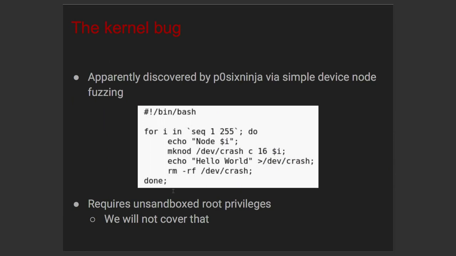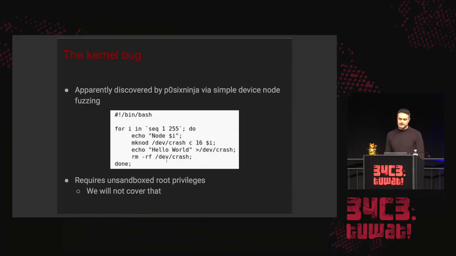As I mentioned, the kernel bug that the evasion 7 untethered binary was based on was found by POSIX Ninja. And as far as he says on that iPhone wiki page, he used a 6-line bash script fuzzer to find it. As you can see, he basically creates device nodes with controlled arguments, like minor and major numbers.